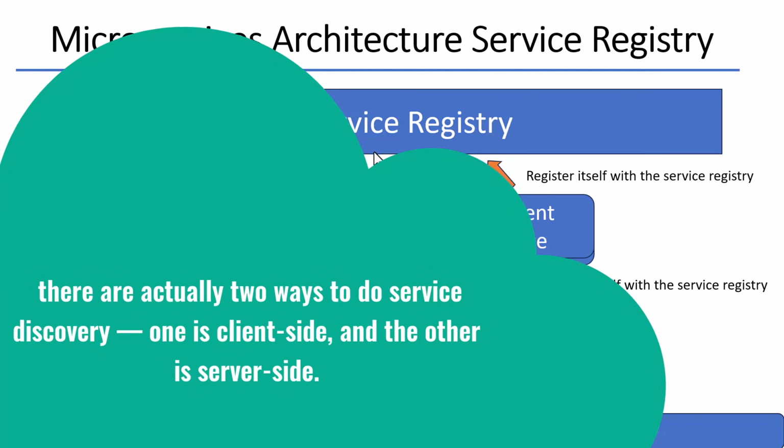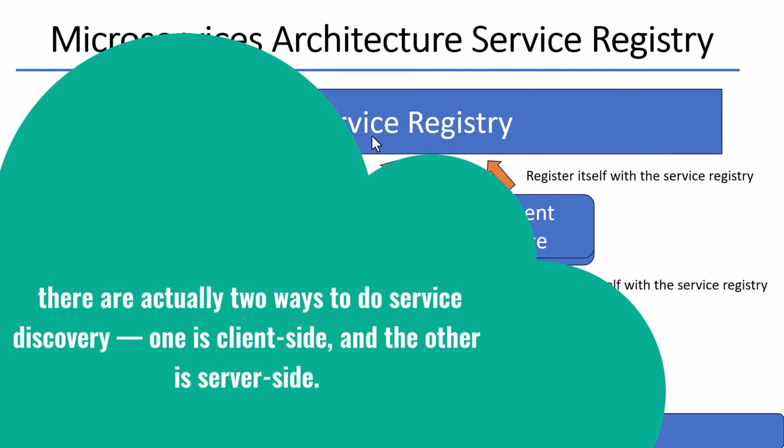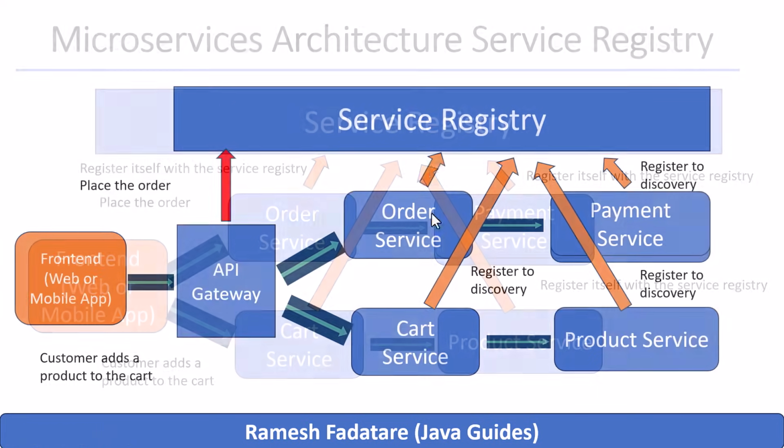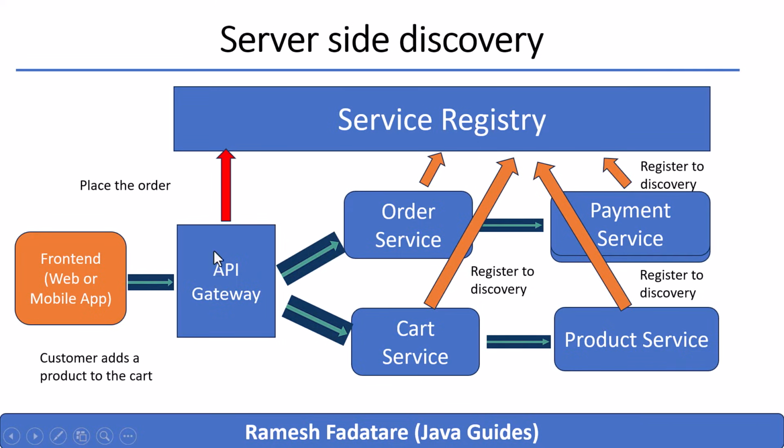Now there are actually two ways to do service discovery. One is client side and the other is server side. In client side discovery, the service itself contacts the registry, picks a healthy instance, and makes the call. This gives you more flexibility and control. In server side discovery, the request goes through a load balancer or API gateway. That gateway talks to the registry and forwards the request to the right instance. Both are valid. Which one you use depends on your system design and tooling. But the core idea is the same. Services don't find each other manually. They register and discover each other dynamically. So that is all about service discovery pattern.